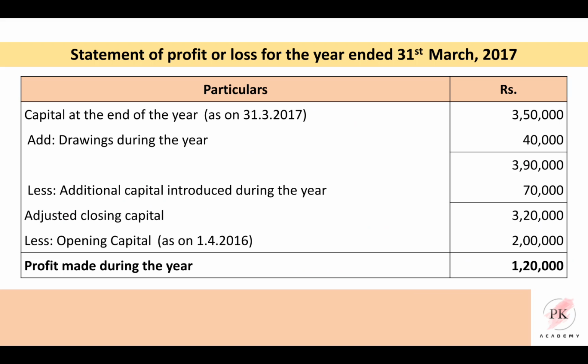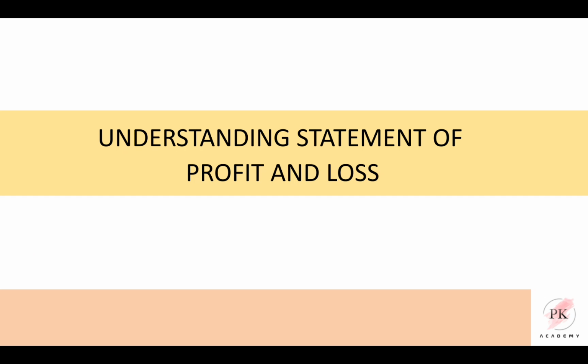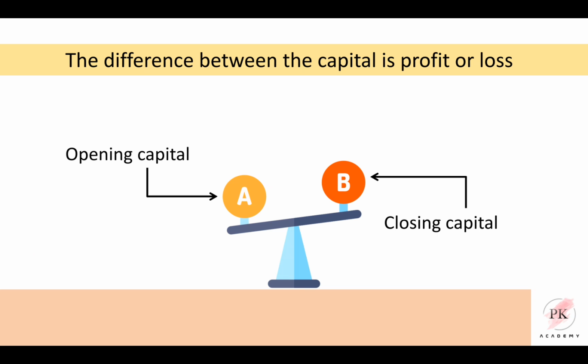But what is this format? Why should the drawings be added, while the additional capital and opening capital have to be subtracted? Why can't the drawings be subtracted and these two be added? Let's understand the statement first, the statement of profit and loss. You all know that the difference between opening capital and closing capital should be profit or loss, right? This is the theory of the statement of affairs.